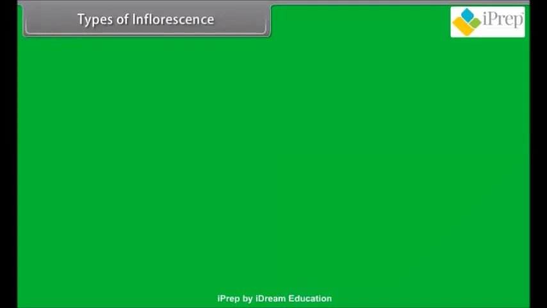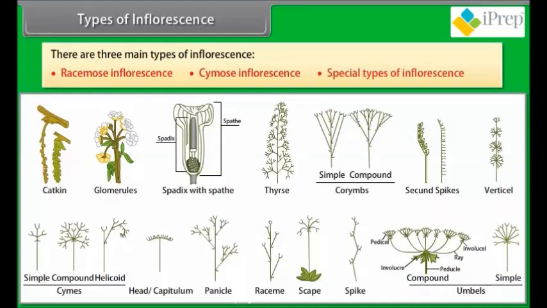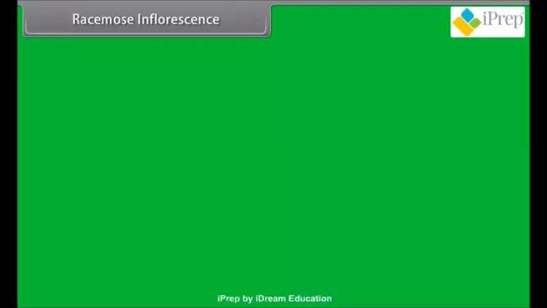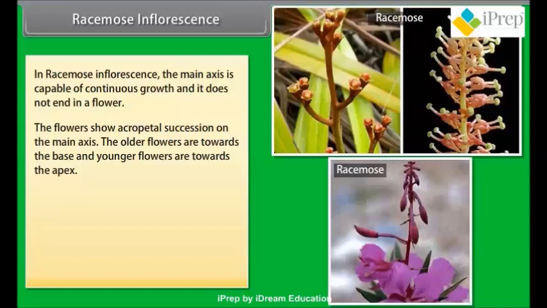Types of inflorescence. There are three main types of inflorescence: Racemose inflorescence, Cymose inflorescence, special types of inflorescences. Racemose inflorescence. In Racemose inflorescence, the main axis is capable of continuous growth and it does not end in a flower. The flowers show acropetal succession on the main axis. The older flowers are towards the base and younger flowers are towards the apex.